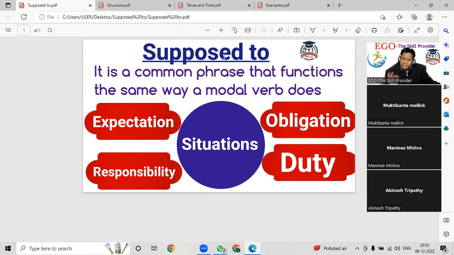Suppose is something you use in your day to day life, but supposed to is something called a common phrase.